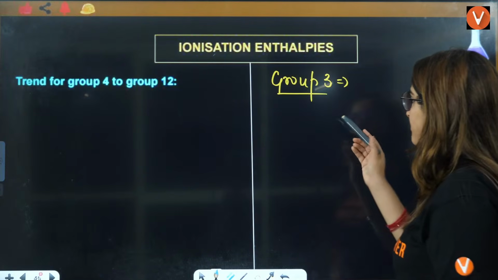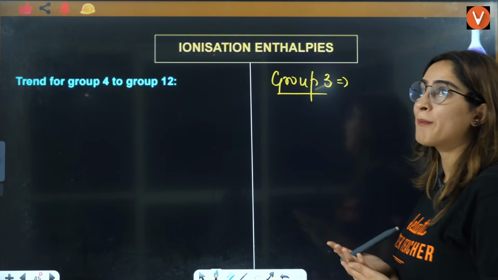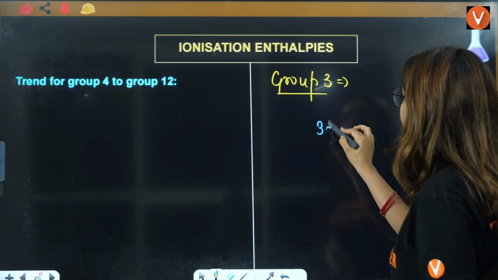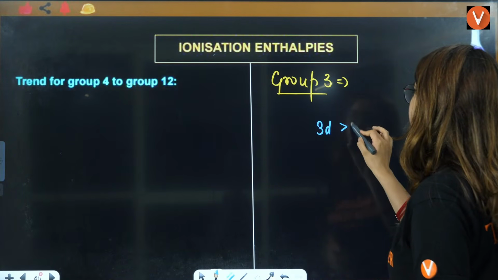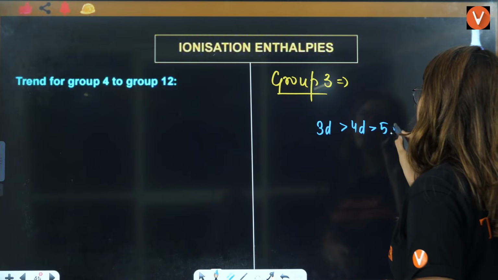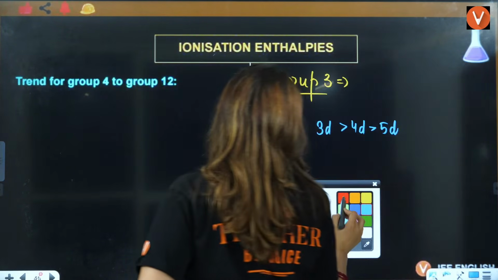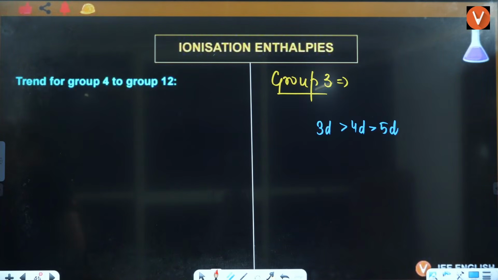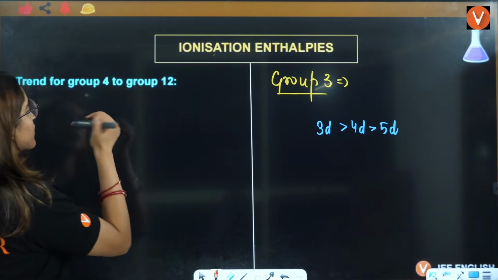So group number 3 is simple. If atomic radius is increasing, as we were saying, then ionization enthalpy is going to decrease. Is this what we're going to do? Now tell me what is going to happen here.